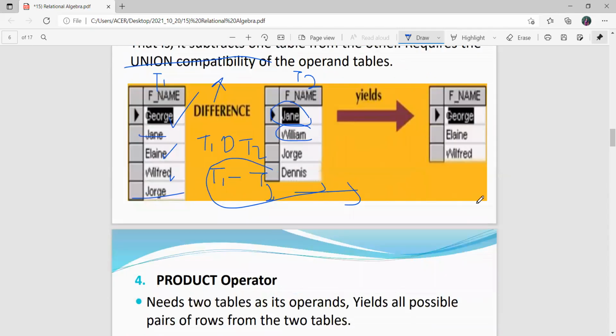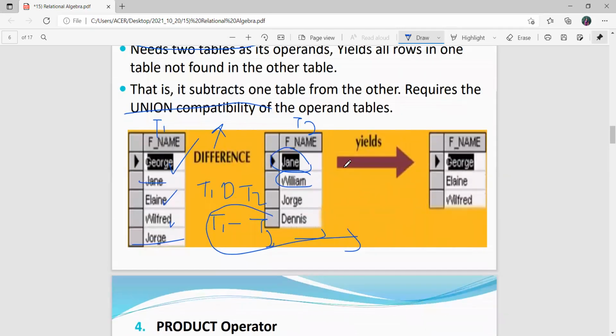Okay, is it clear? The difference means you can subtract one table from another table. This is T1 difference T2. So can you tell me T2 difference T1? What is the output of T2 difference T1? Can someone answer my question?